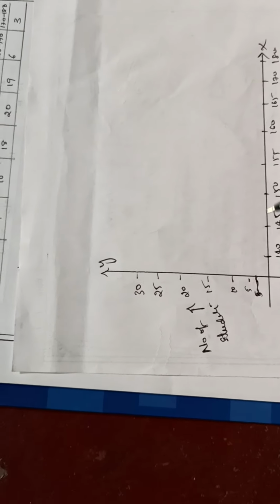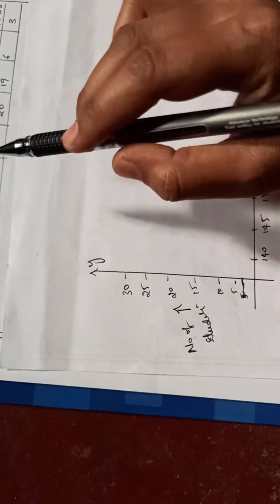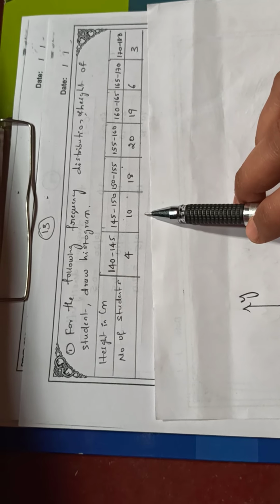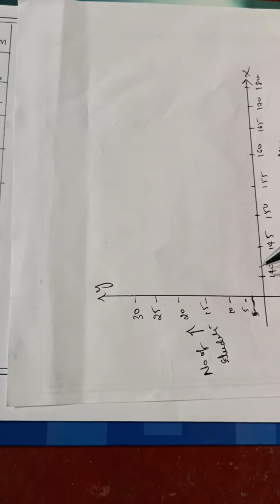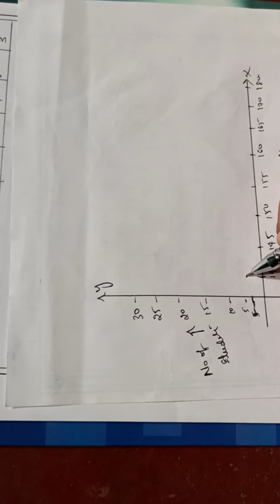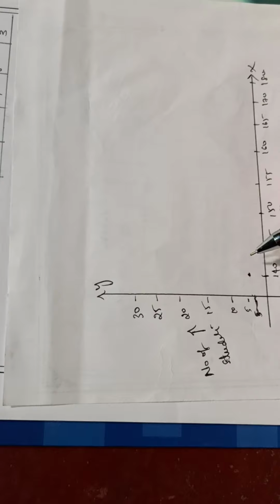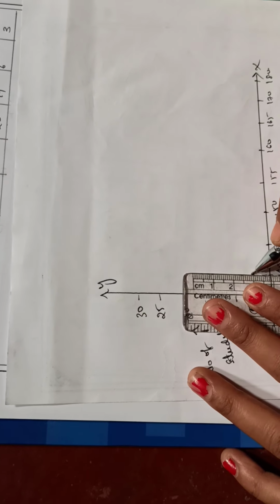So now first 140 to 145 range. So here we have a variable 4, and from 145 to 150 we have a variable 10 here. So here 140 to 145. So I am going to mark 4 below 5. You can see here 4 will come somewhere here. So let us join this line.